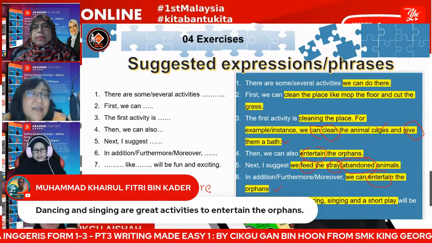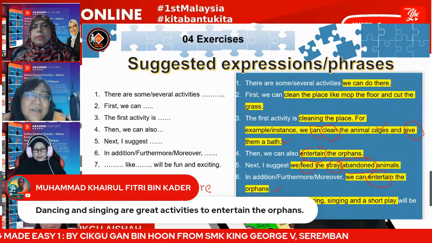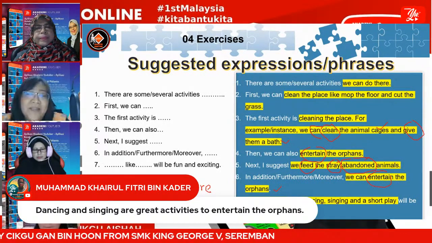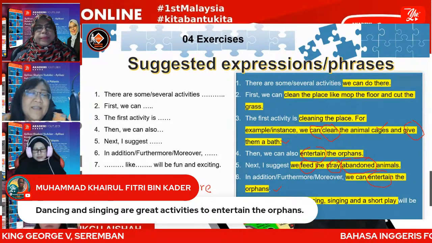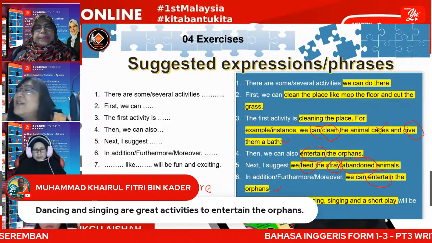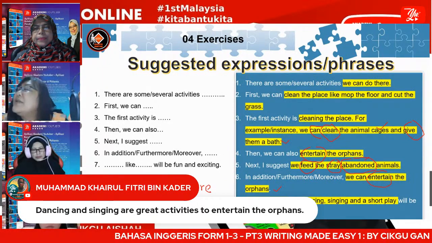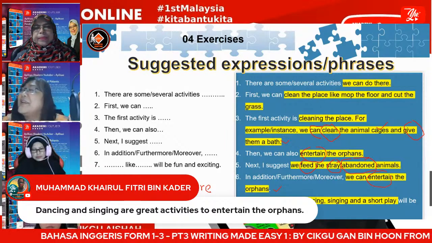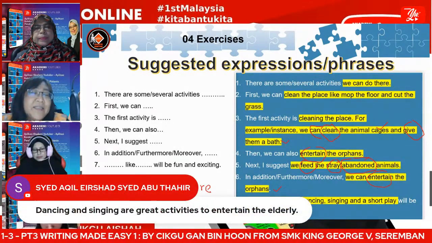Okay, or you can say dancing and singing are great activities to have for the orphans. Or you can use just now, you say the word entertain. So that is a good choice. Okay, good answer. Dancing and singing are great activities to entertain the elderly. Okay, good. So, or maybe you can write other options if you have other activities.